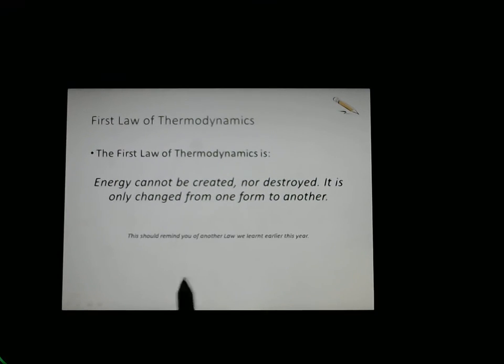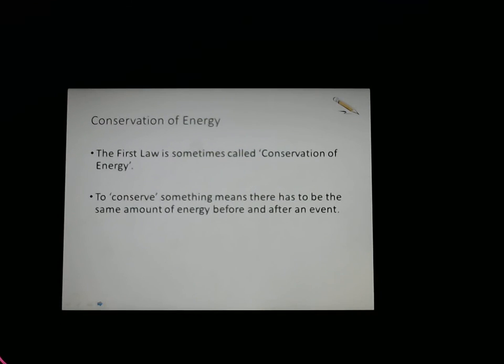And remember, we learnt a bit about matter at the start of this year, that the total amount of matter cannot be created or destroyed. And this helped Einstein come to his understanding that matter and energy were the same thing, but they could be converted between each other with that formula, E equals mc squared. Now sometimes in text, the first law will be called the conservation of energy. And to conserve something means there's the same before as there is after an event.